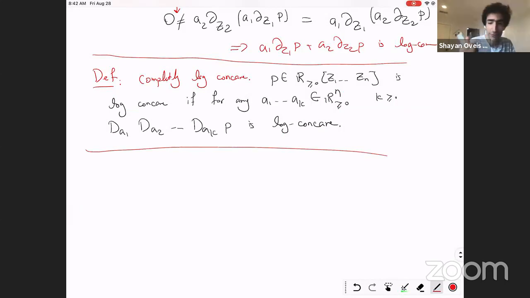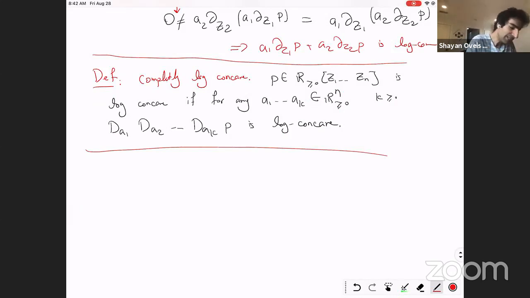I should say there is a different notion defined by Peter Brändén and June Huh. It's called Lorentzian polynomials, and they're closely related to this. They're basically similar types of ideas with different terminology.